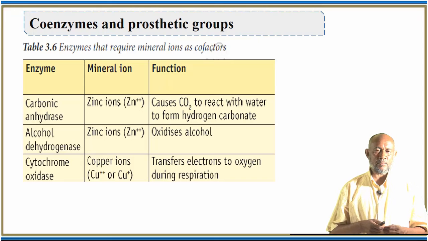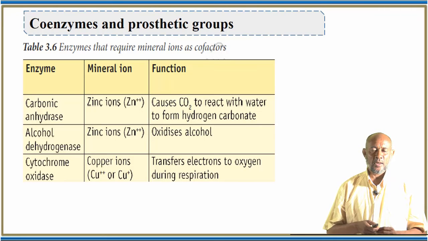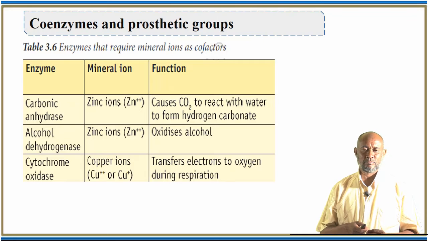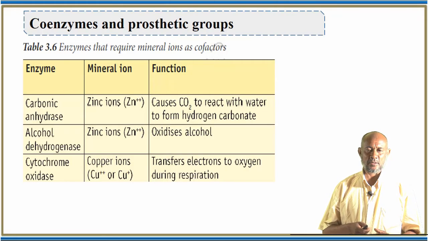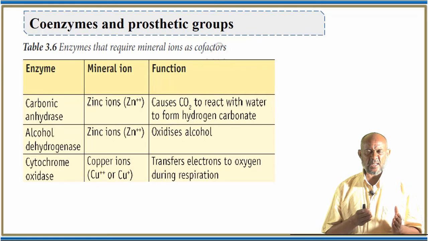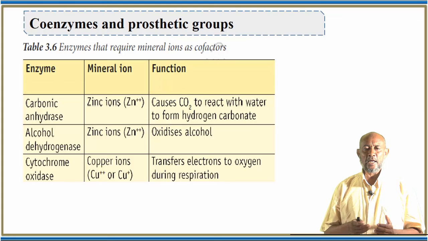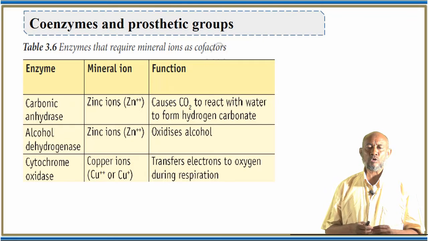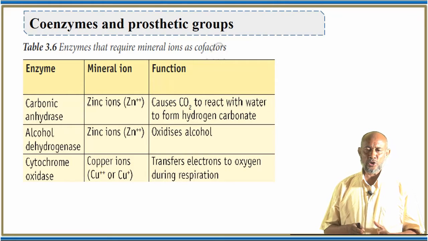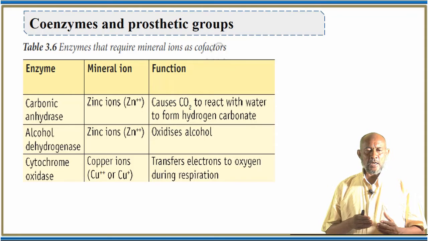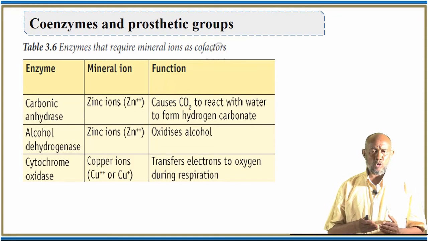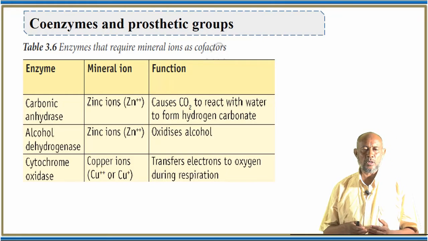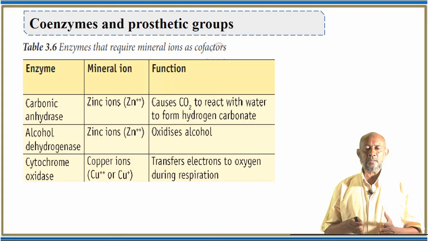Say, for example, the enzyme carbonic anhydrase requires zinc ion, Zn2+. And the function of this carbonic anhydrase is to cause carbon dioxide to react with water to form hydrogen carbonate. The second enzyme which contains a mineral ion, zinc ion, is alcohol dehydrogenase. Alcohol dehydrogenase functions to oxidize an alcohol.